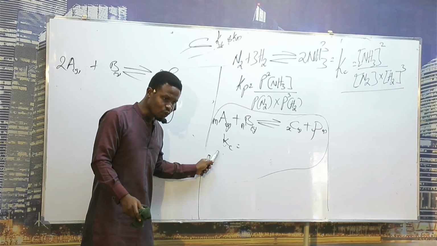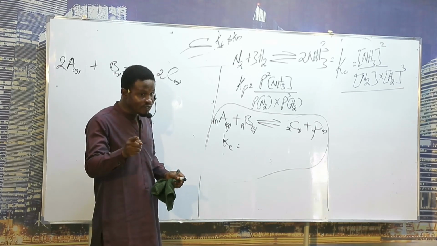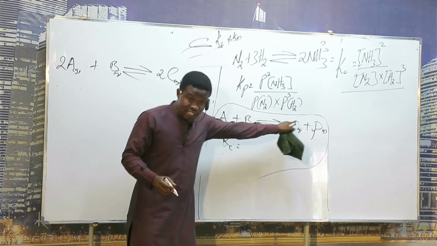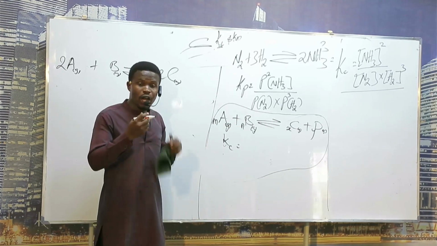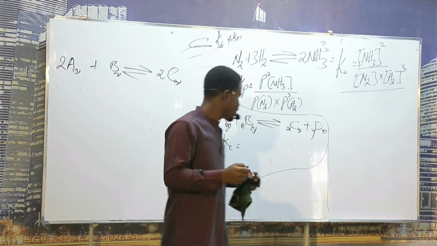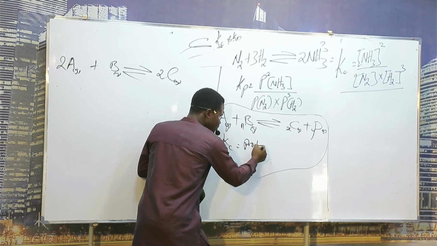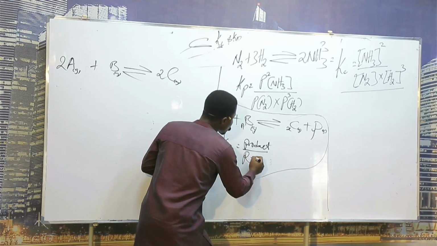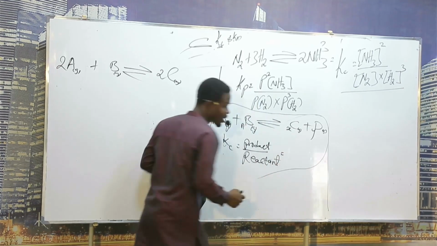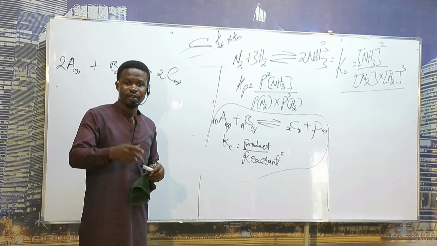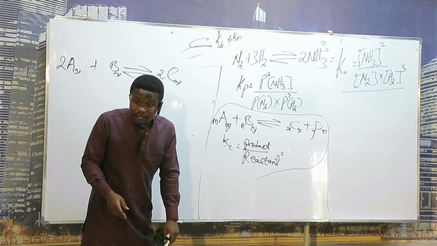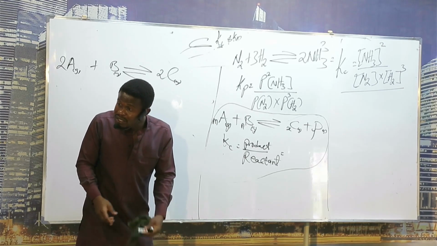In terms of Kc, what is equilibrium constant? Concentration of the... Which one is the product? This is the product, and this is the what? It is the product over what? Stop writing. No one needs it. The product over reactants. So what is the product? C and what?